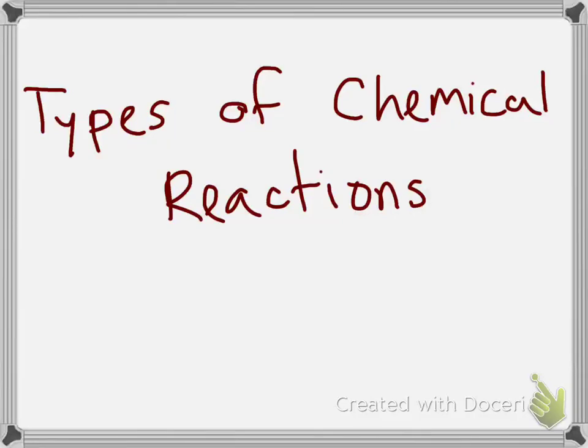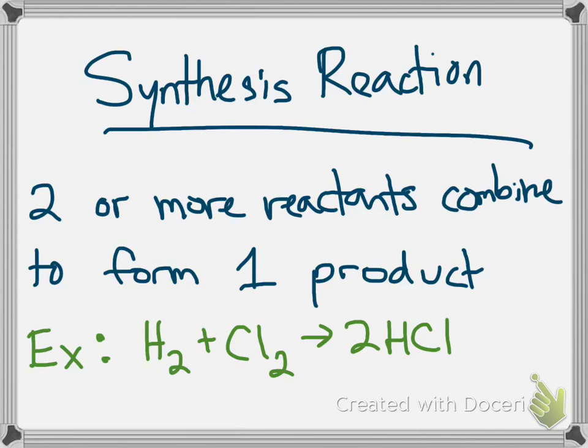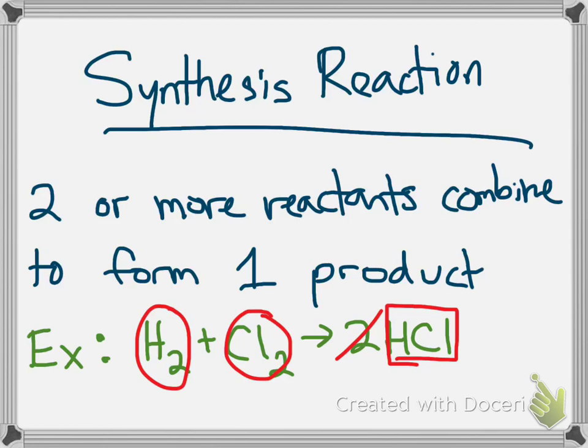In this video, we're going to be talking about 5 different types of chemical reactions. The first type is a synthesis reaction. It's when 2 or more reactants combine to form one product. So here we have 2 reactants, H2 and Cl2, and then one product, HCl. I want you to notice I'm totally ignoring coefficients. We are just looking at chemical compounds.